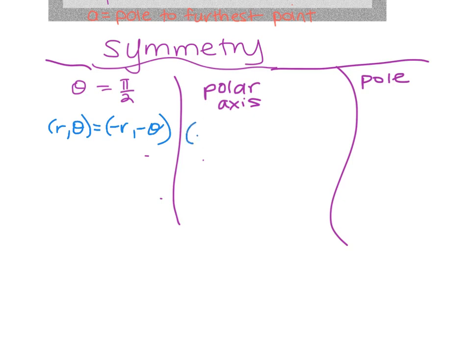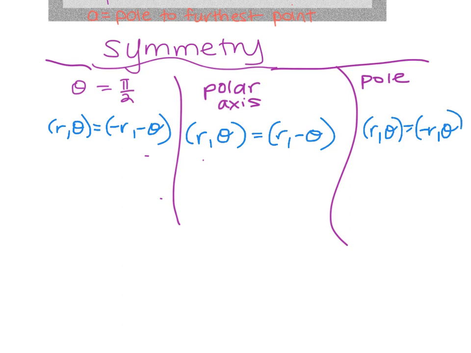For the polar axis, you're replacing (r, theta) with (r, negative theta). So it would be symmetric, like if you fold it like a hamburger, top to bottom. And the pole would be (r, theta) getting replaced with (negative r, theta).